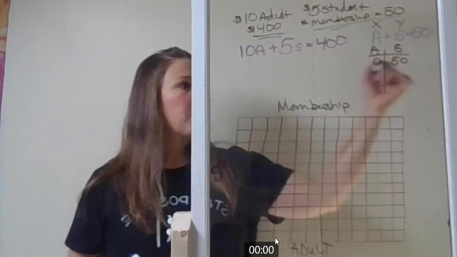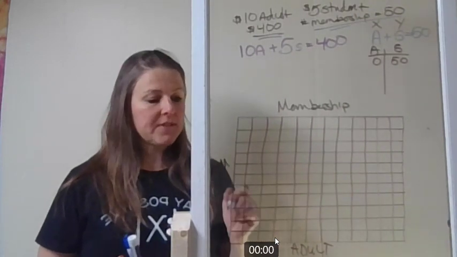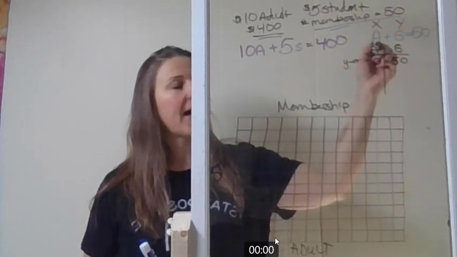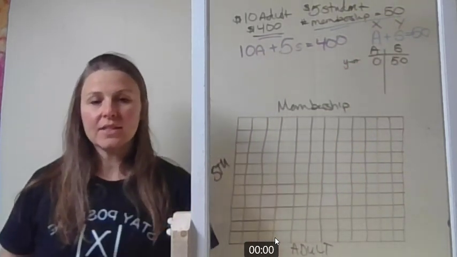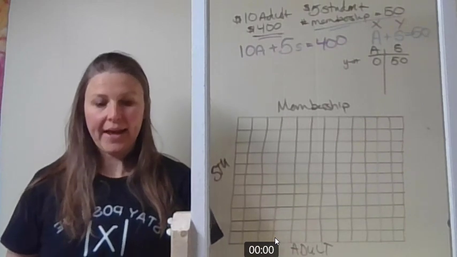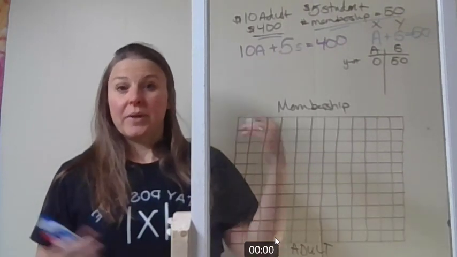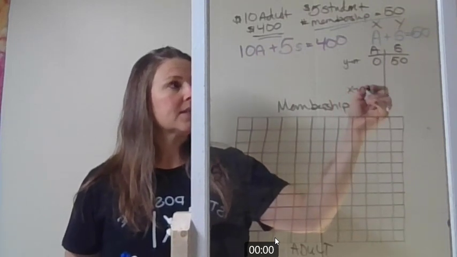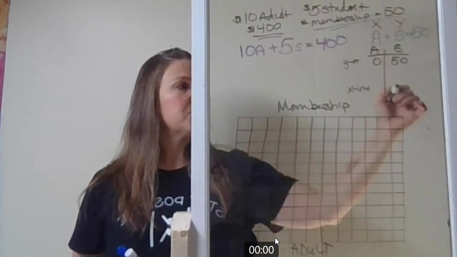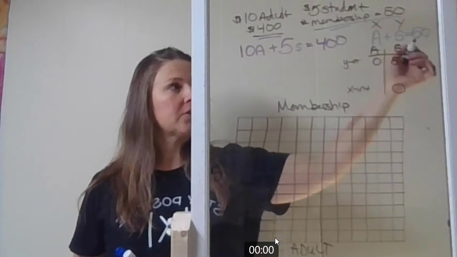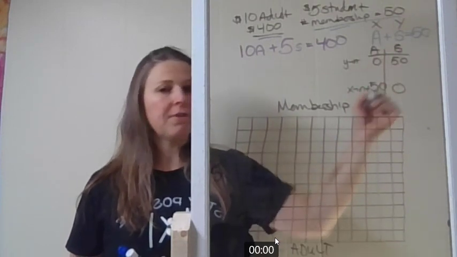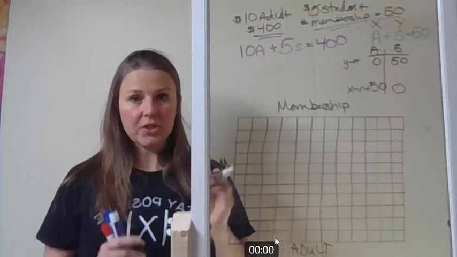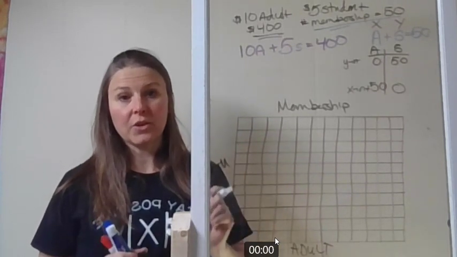Now, this point over 0, up 50 is the y-intercept. Whenever you plug 0 in for the x and solve for y, that's the y-intercept. It's where it's going to cross the y-axis. We can also get the x-intercept. Those are two probably pretty important points. So if you plugged 0 in for students, what plus 0 is equal to 50? That would have to be 50. So (0, 50) and (50, 0) are the two endpoints for this graph.